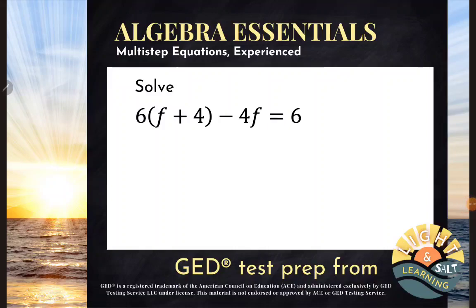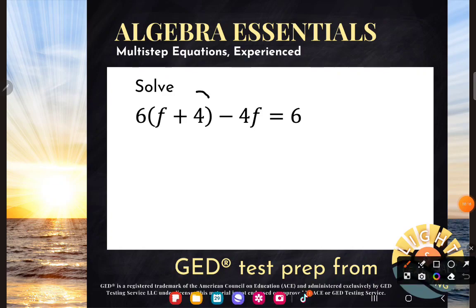So algebra students, let's look at solving a little bit more of a challenging equation here. So we see this equation, 6 times the sum of f and 4. I say the sum because f and 4 are together in that grouping there and they're adding. So 6 times the sum of f and 4 minus 4f equals 6.